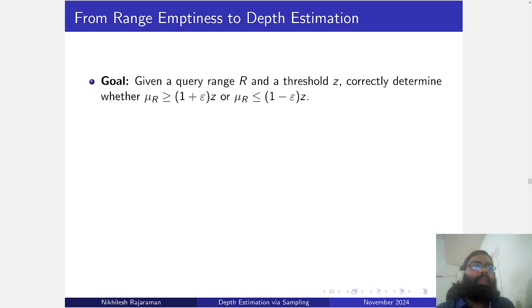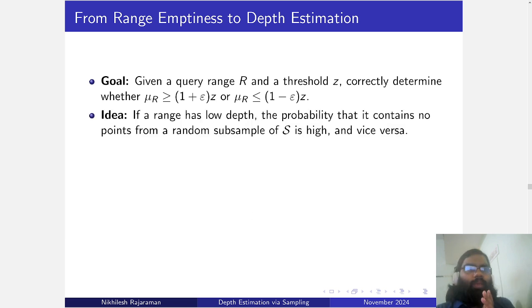In other words, if the depth is greater than (1 plus epsilon) times z, we want to determine correctly that it's on the greater side. Similarly, if it's less than (1 minus epsilon) times z, we want to correctly say that it's on the lower side. And if the depth is within the small epsilon band, then we don't really care what we output. So the goal here is that, assuming we have an algorithm capable of efficiently answering whether a range is empty or not, can we use it somehow as a black box to solve this full decision version of depth estimation as well?